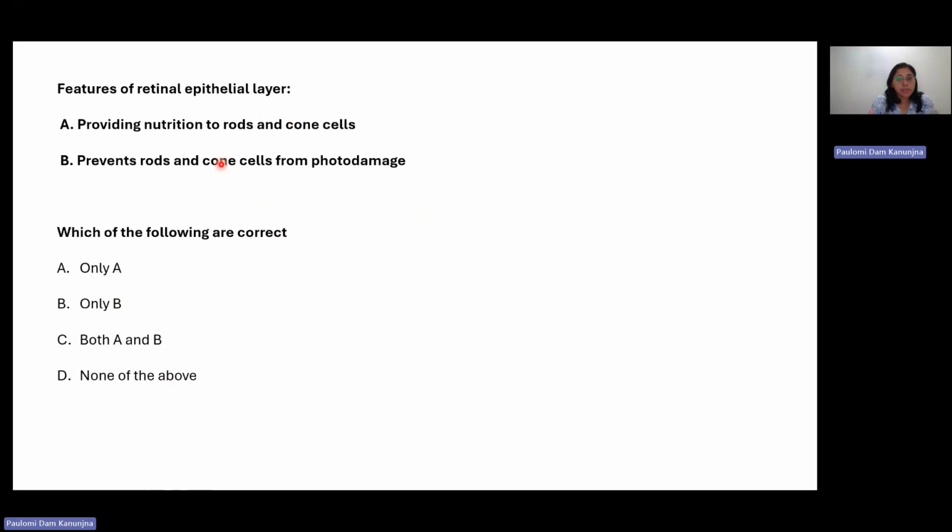So now there are two features here. One is saying that it provides nutrition to rods and cones. Second says that it prevents rods and cones from photo damage. So which of the two statements are correct? Right? And I just discussed that the retinal pigment epithelial layer does both of these activities. It provides nutrition and it saves these cells from photo damage, which is damage from excessive light. So it protects these cells from excessive light.